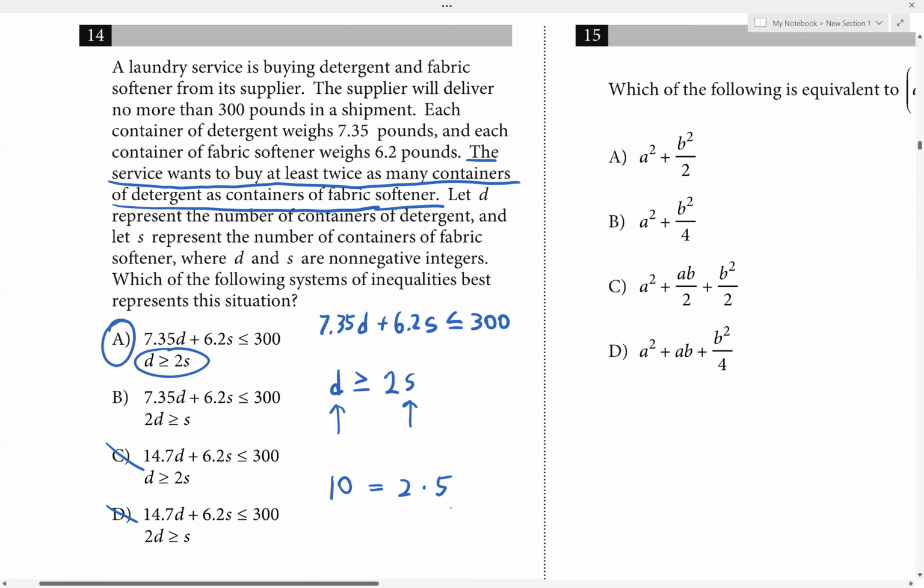Since D is the bigger number, when we multiply by 2, we have to multiply the smaller number. So D is equal to 2 times S, or in this case it's at least, so it'll be greater than or equal to 2 times S. The 2 has to go with the smaller number, not the D. Picking some real numbers helps, and you can use actual numbers to help you think about this. So for number 14, the best answer here is letter A.